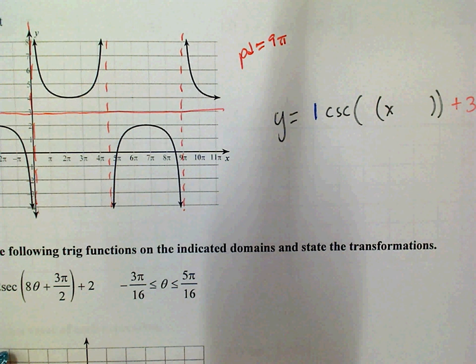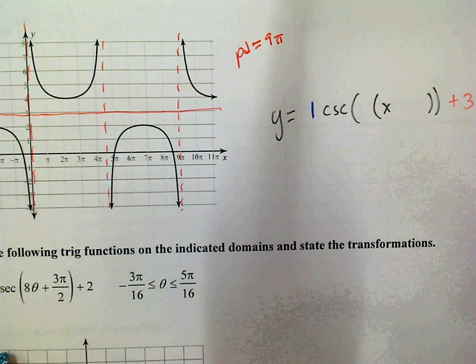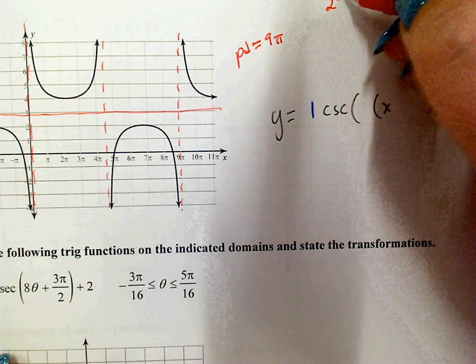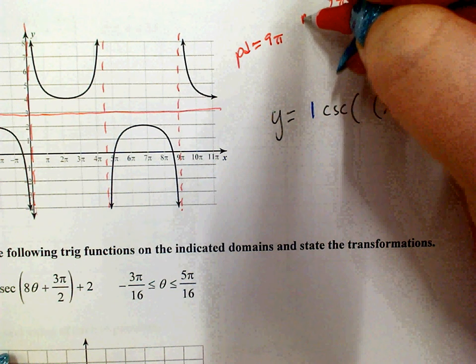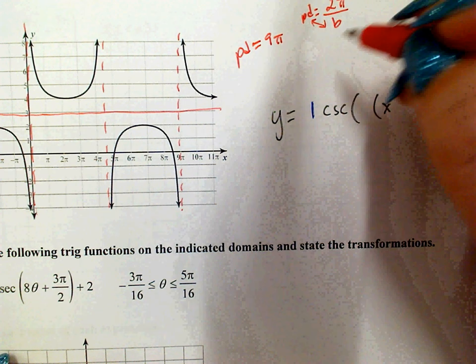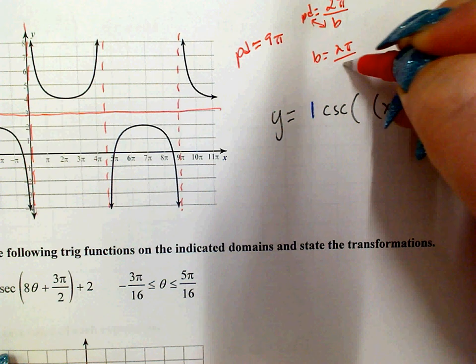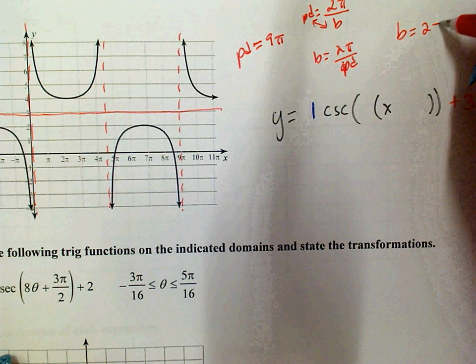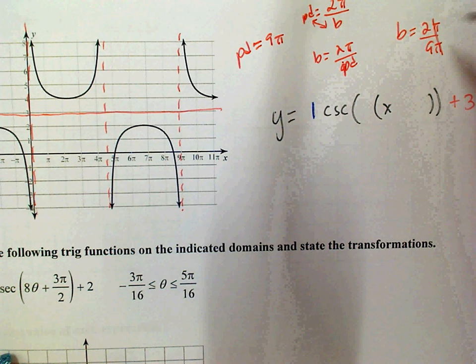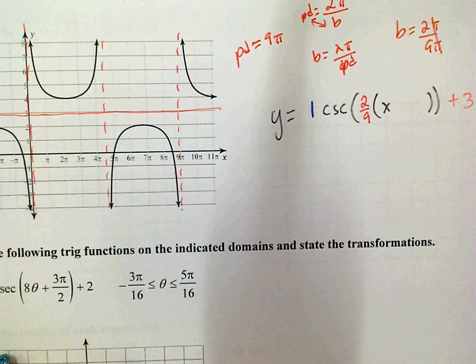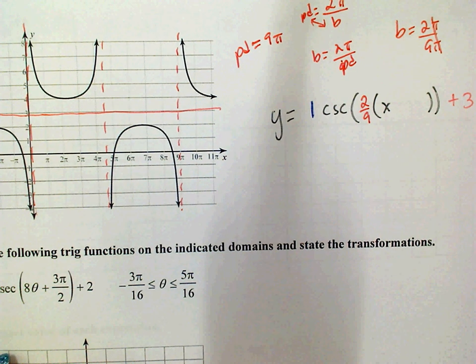Then I've got period, I said is 9 pi. The formula for period is 2 pi divided by b. Or you can switch them and say that the formula for b is 2 pi divided by the period. So in my case, b equals 2 pi divided by 9 pi, so b is 2/9. So I'm going to put 2/9 out front as my horizontal stretch by a factor of 9/2.